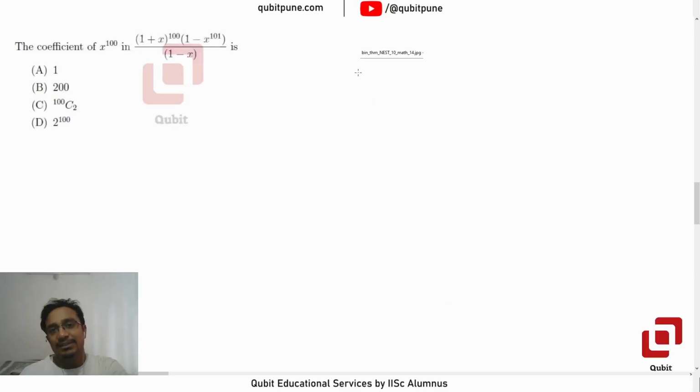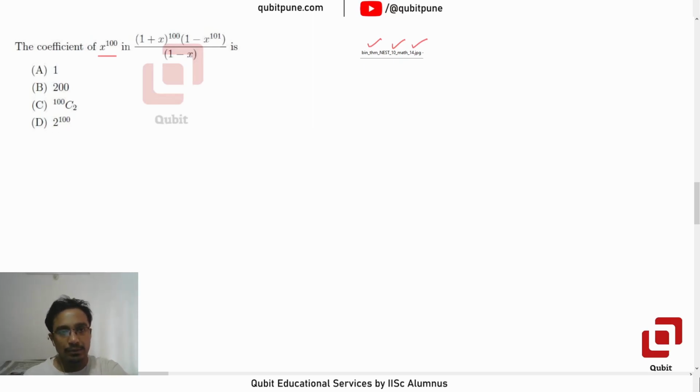A multiple choice question from binomial theorem. This one is from NEST 2010 and it is question number 14 from the official PDF. The coefficient of x raised to 100 in (1 plus x) raised to 100 into (1 minus x raised to 101) upon (1 minus x) is 1, 200, 100c2, 2 raised to 100.